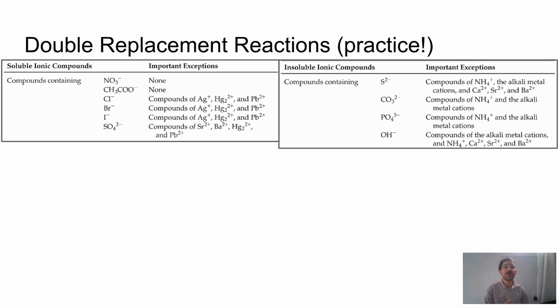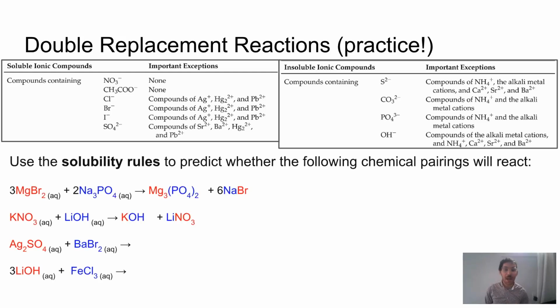Anyway, let's do some practice with double replacement reactions. I would like you to use the solubility rules to determine whether or not the products from these reactions are going to be soluble or insoluble. Determine, rather, whether we are going to have reactions, or if these will just produce two liquids getting poured together with nothing happening. Pause the video and try it out. Well, let's talk about it together.